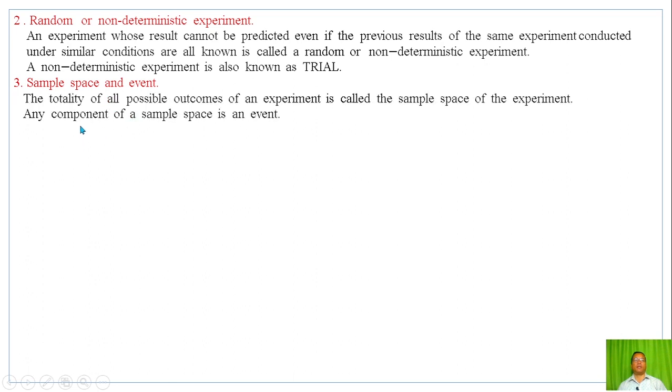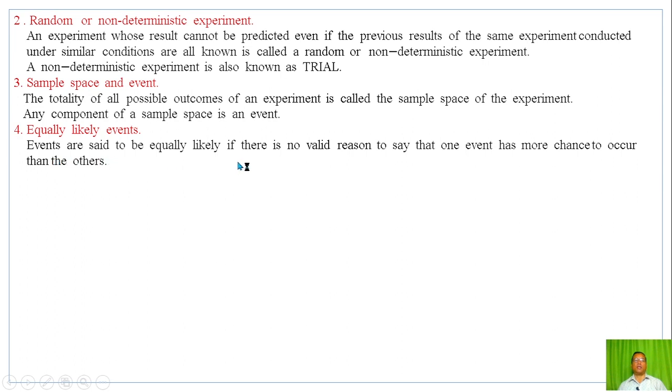Sample space and event. The totality of all possible outcomes of an experiment is called the sample space of the experiment. Any component of a sample space is an event. Equally likely events. Events are said to be equally likely if there is no valid reason to say that one event has more chance to occur than the others.